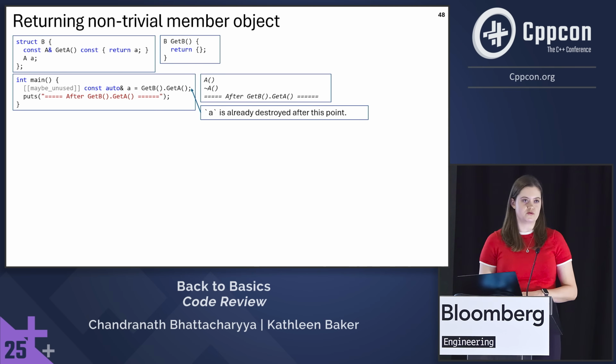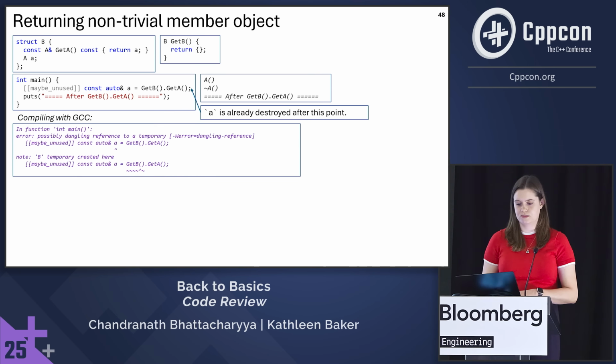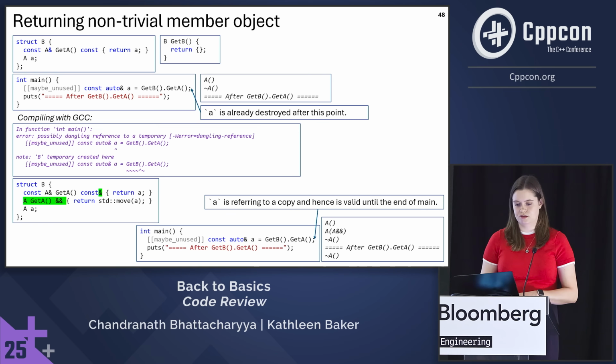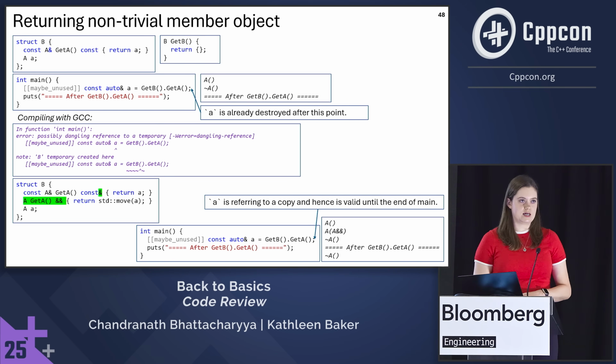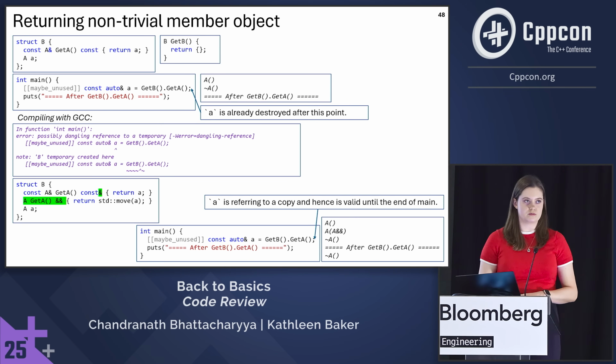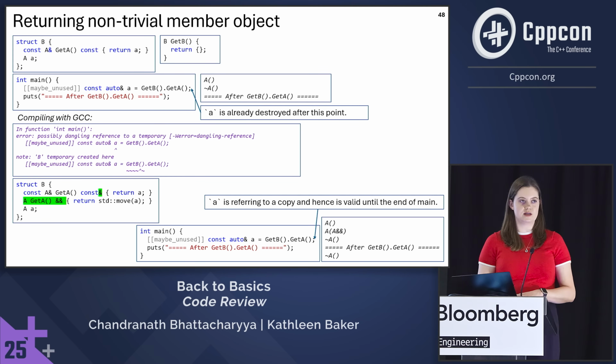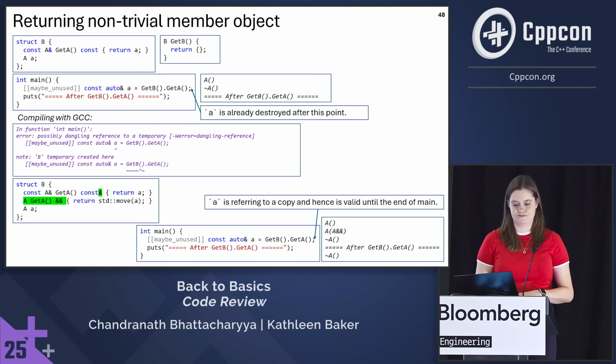So A is destroyed before the log line. If we compile with GCC, it says this is possibly a dangling reference. To fix it, we can overload getA with an rvalue qualifier and use move when returning. So you can see in the output now that A is destroyed after the print line. And then I'll pass it back to Chandra.